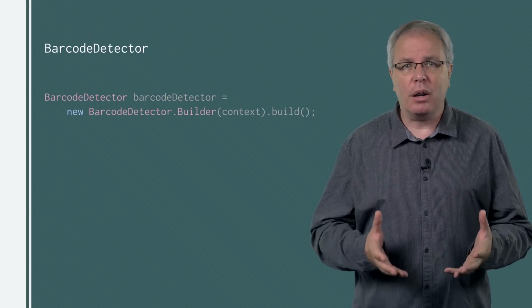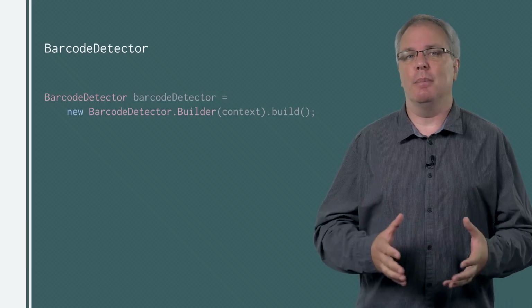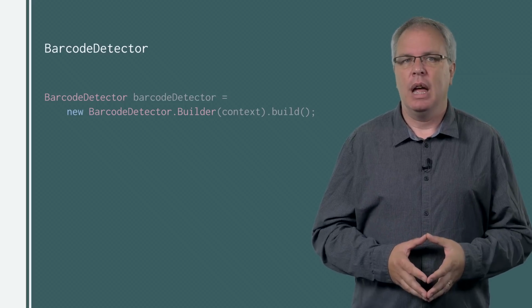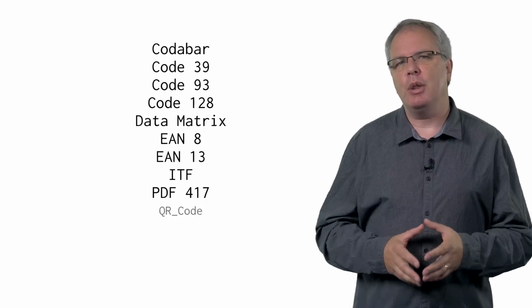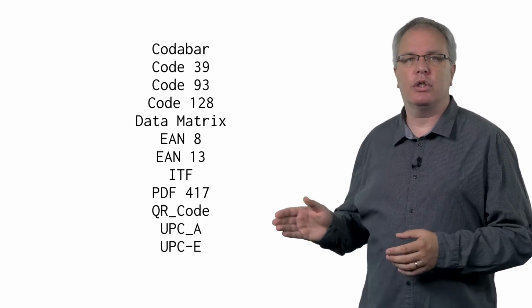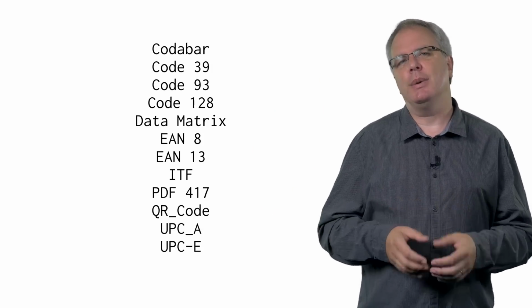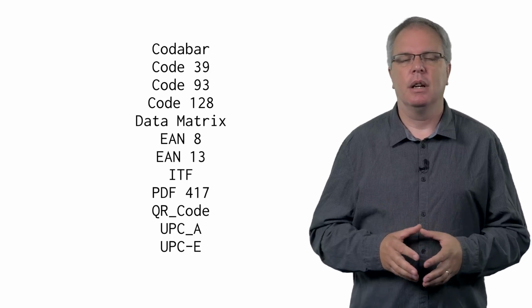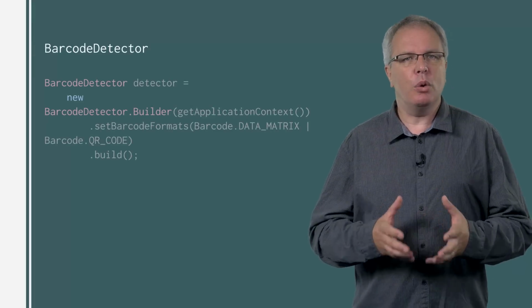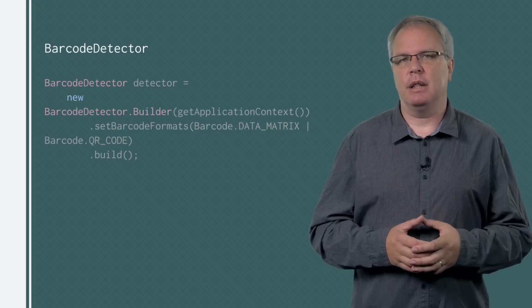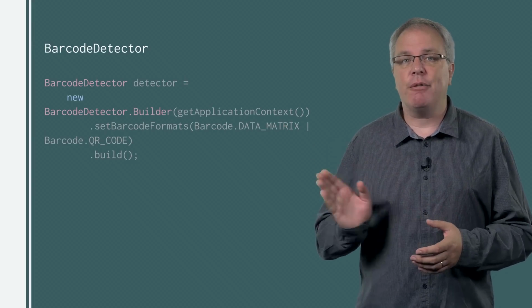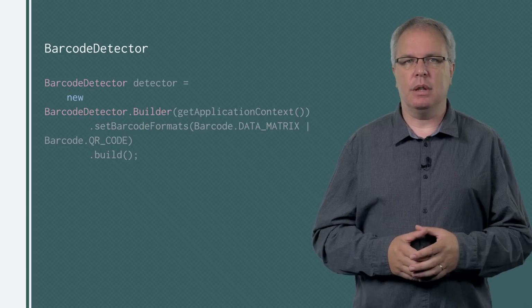And to use this in code is very, very simple. You just create a barcode detector and you use a builder to build that for your context. Now, by default, it will look for the major types of barcodes that are shown here. You don't need to explicitly set a barcode type. The barcode detector is smart enough to manage it itself. But if you do want to set a specific format to be detected, the detector has a set format method that allows you to do this.